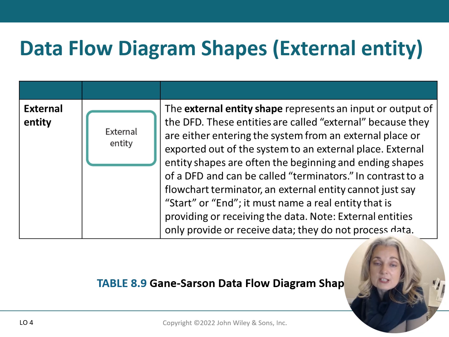External entity shapes are often the beginning and ending shapes of our data flow diagrams and can be called terminators. In contrast to our flowchart terminator, an external entity cannot just state start or end. It must name a real entity that is providing or receiving the data, and our external entities only provide or receive data. They do not process the data.